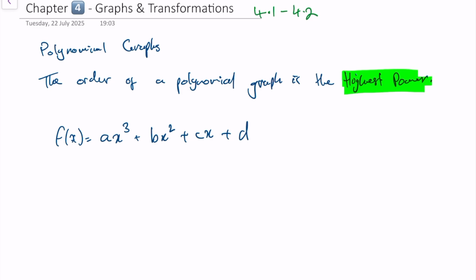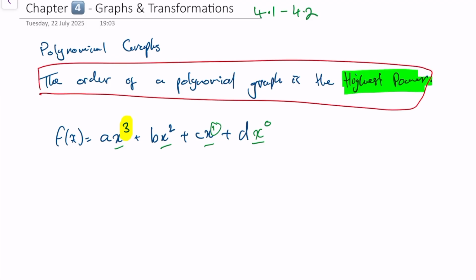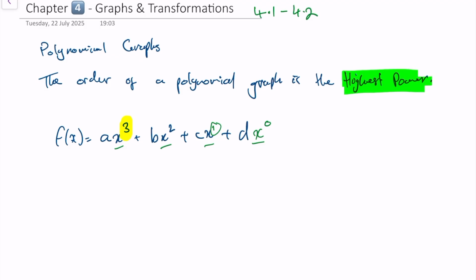Now, the highest power, if we look at all the terms, we have x to the power of 3, x to the power of 2, x to the power of 1, and no x, so x to the power of 0, essentially. The highest power in this equation is 3. This tells me that this is going to be a cubic graph. Okay, so this is what I mean by this point right here. The highest power of an equation is the order of that graph.